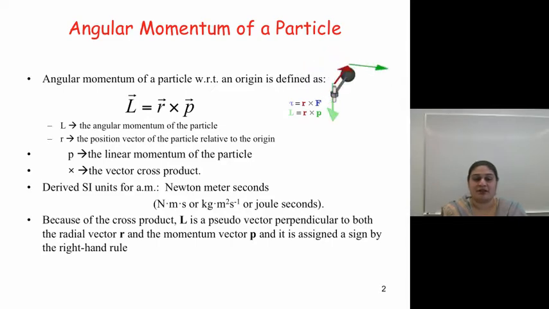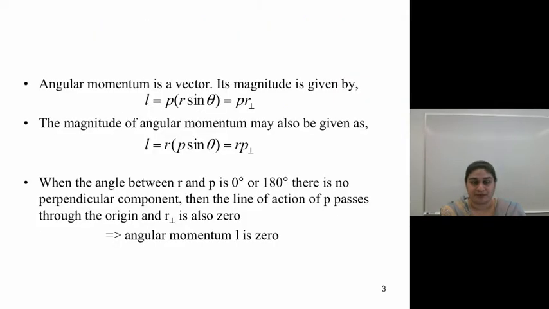The derived SI units for angular momentum are newton meter seconds. Because of the cross product, L is a pseudo-vector perpendicular to both the radial vector r and the momentum vector p, and it is assigned a direction by the right-hand rule. Since angular momentum is a vector, its magnitude is given by rp sine theta.